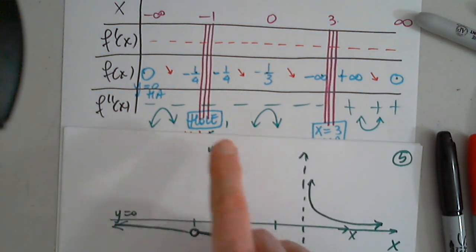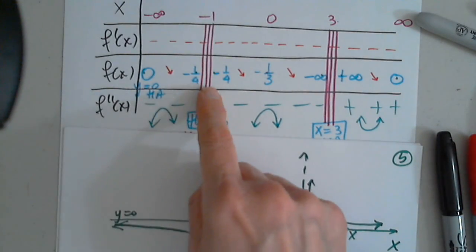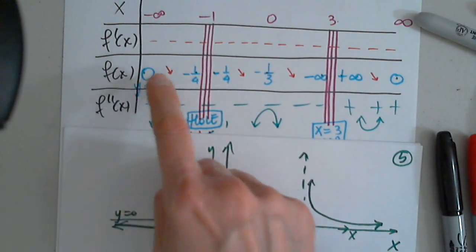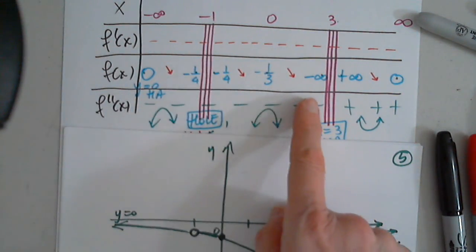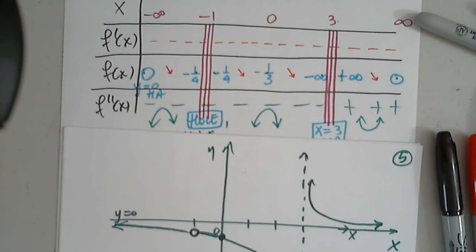All the time on the other side is opening down. It's going from y equals 0 through the hole to the y-intercept, approaching negative infinity on the left-hand side.